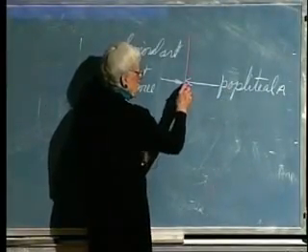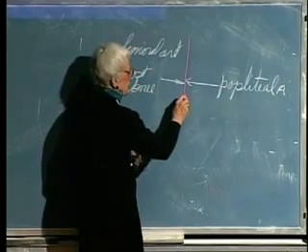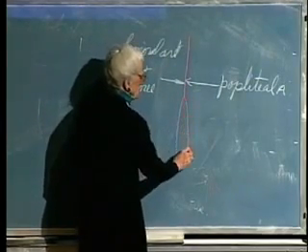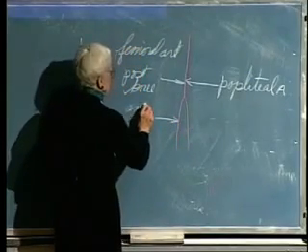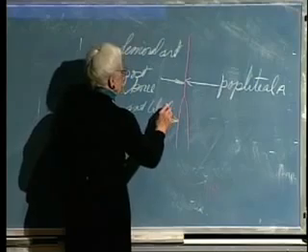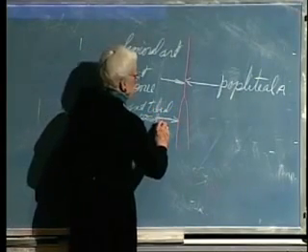Then we go on down. That's posterior knee, and then we're going to divide into an anterior tibial and a posterior tibial. Anterior tibial, posterior tibial on the other side.